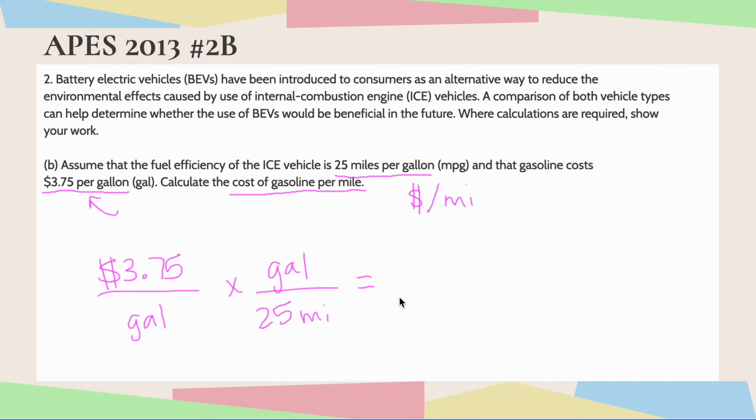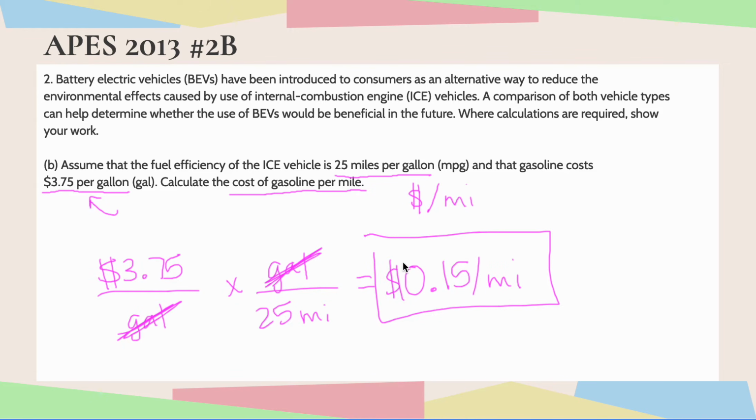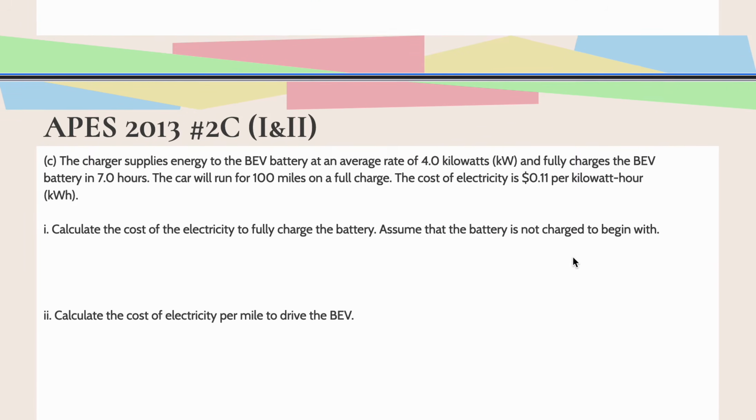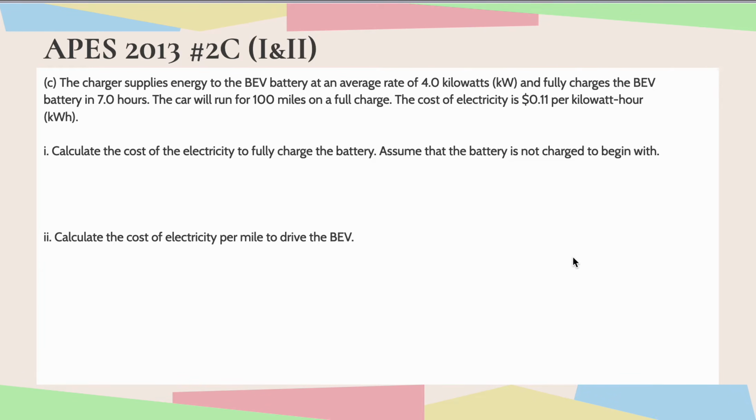Now I'm just double checking my units. I'm canceling out gallons, those are diagonal, and I'm left with dollars per mile, which is exactly what I was hoping for. So now doing 3.75 divided by 25, I get 15 cents per mile. And just to zoom out and put this back in context, this is the cost of gasoline for the ICE vehicle per mile. Okay, moving on to part C.